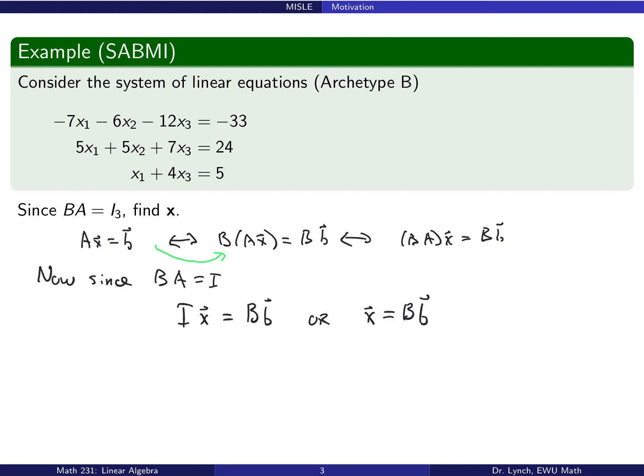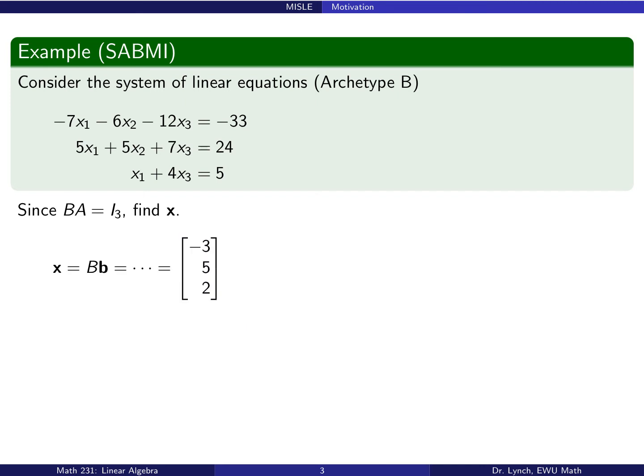Now, of course, we know that matrix multiplication is associative. So B times Ax is the same as BA times x. And now, since BA is the identity, this vector equation becomes I times x equals B times b. Of course, anything times the identity just gives you back that thing. So here is our solution, x equals capital B, the matrix, times b. Okay, so we can go ahead and write that out, and here's what you get. B times b is exactly -3, 5, 2, which, as it turns out, we know is the solution of the associated linear system.